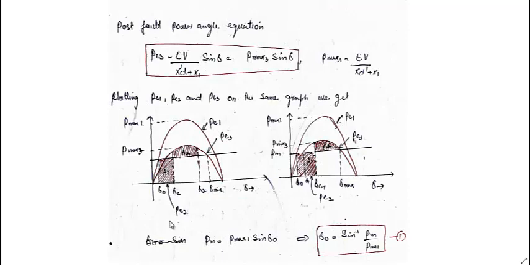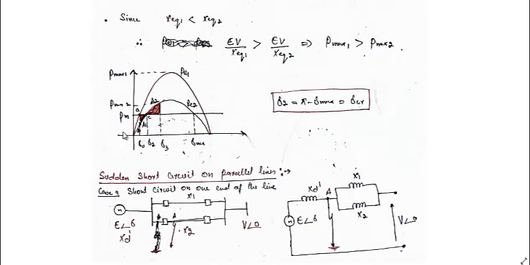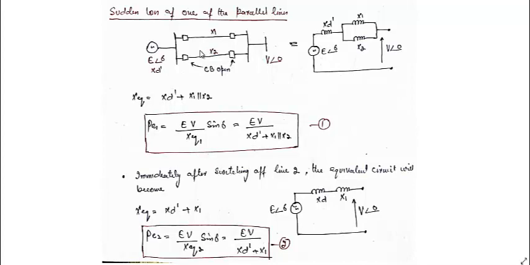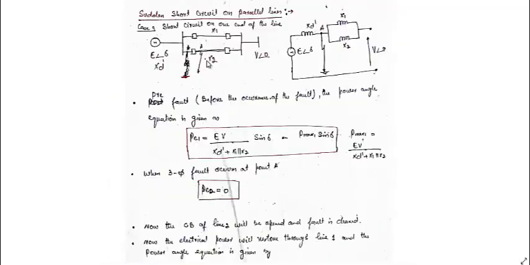Suppose the post-fault power angle equation is Pe3 equal to E V over (Xd dash plus X1) times sine of delta, which is equal to Pmax3 sine of delta, where Pmax3 is equal to E V over (Xd dash plus X1). The only difference from the earlier case is that here we are assuming there is no interval between the opening of the line and the initial operating condition. But here we have assumed that the fault has occurred and the power supplied to the infinite bus will be 0 in between the restoring and the opening of the line.